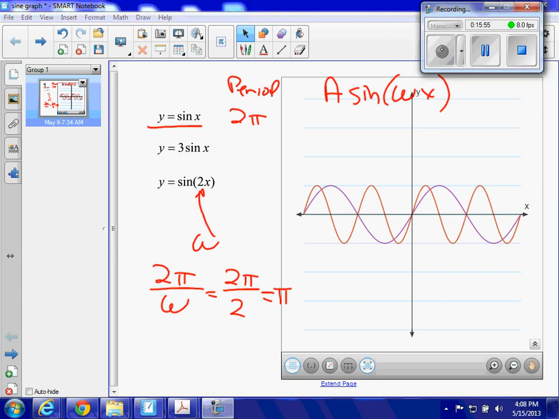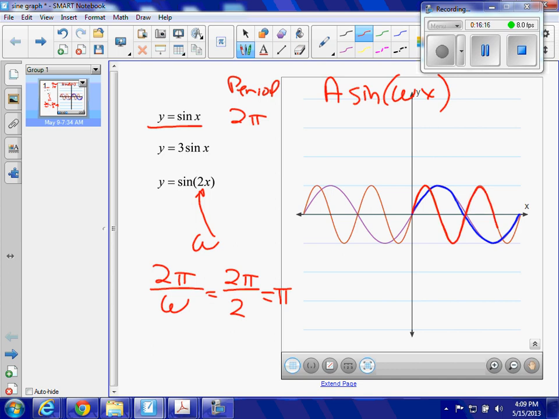So one way to do that is to start with my parent function. I'm going to resketch it here. I think you can see my blue kind of following the trace here. And then double the amount of cycles I do in that same period. Instead of one cycle, there's one, and now I have two complete cycles. That's one way to do it, and that's totally acceptable, and you should definitely know how to look at it that way so you can see the actual horizontal compression when I have an omega that is greater than one. But another way to do it is this.